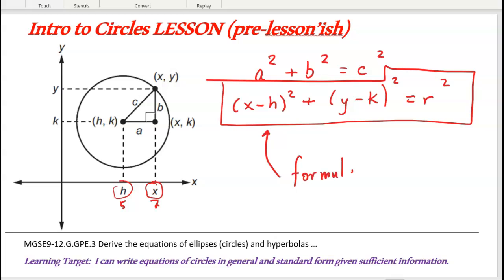So this is the standard form of a circle, where H and K represent the center, where X and Y represent any point on the circle, and then R represents the radius. So I just wanted to kind of show you that. I thought that was cool. That's actually in the analytic geometry study guide for the end of course test, this proof. So it's kind of cool. This is something that we should show you, but a lot of times we don't.